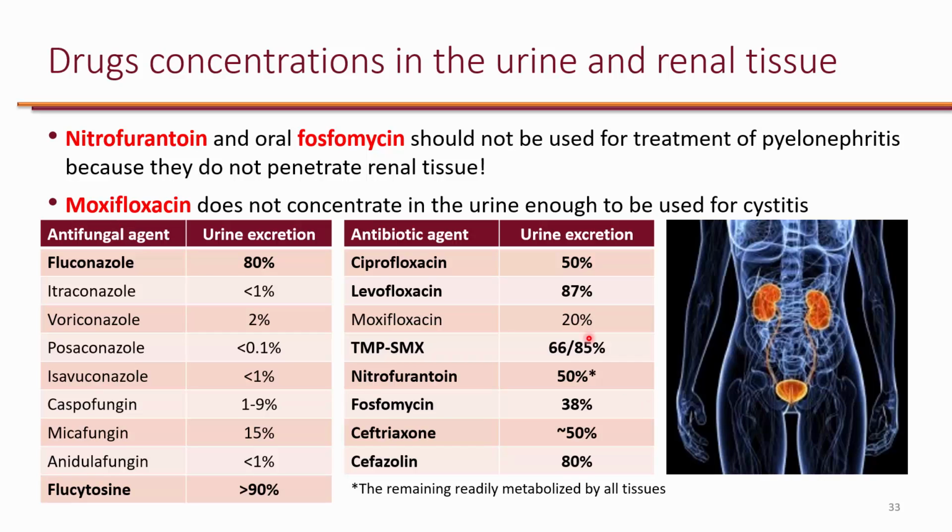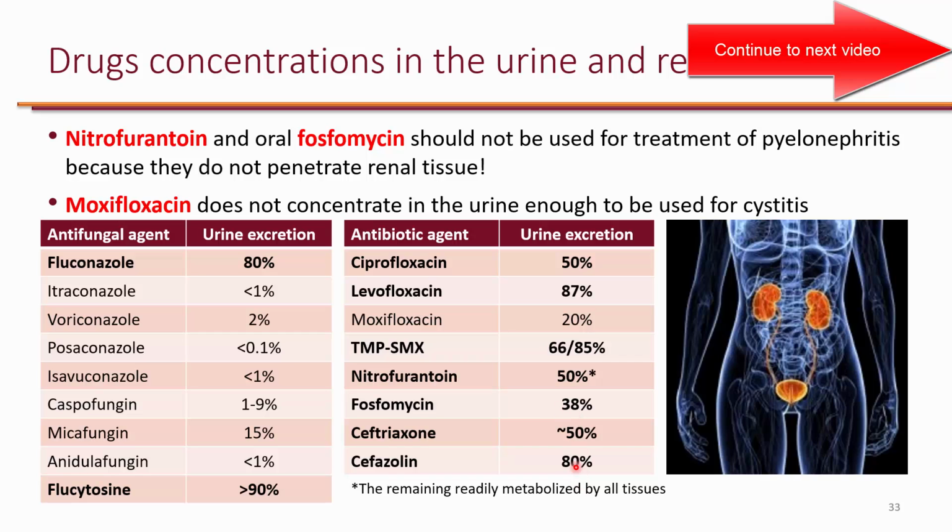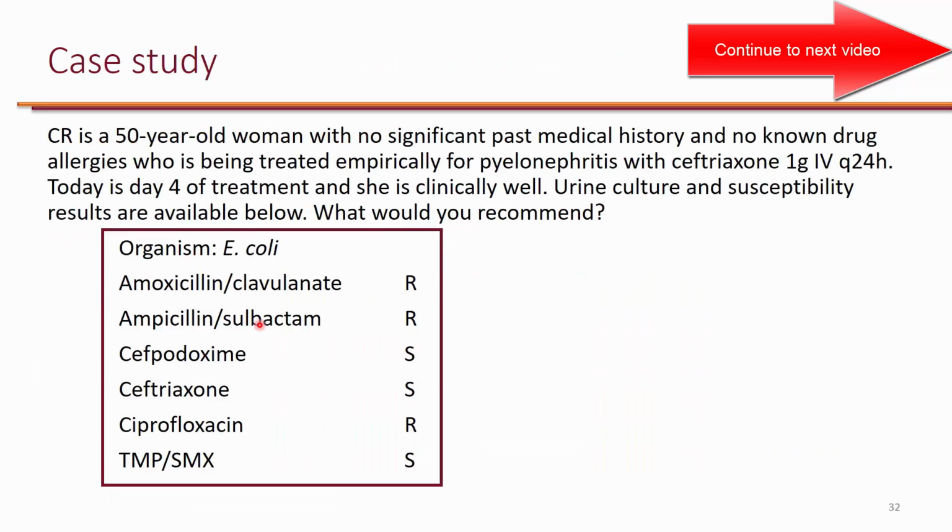In this table, I'm showing you the percentage of different antibiotics that actually get excreted renally, as well as some antifungals. What I want you to know from this table are the bolded agents, and not necessarily the percentage, but the fact that these bolded agents get enough concentration in the urine. So let's take a look at the case study.